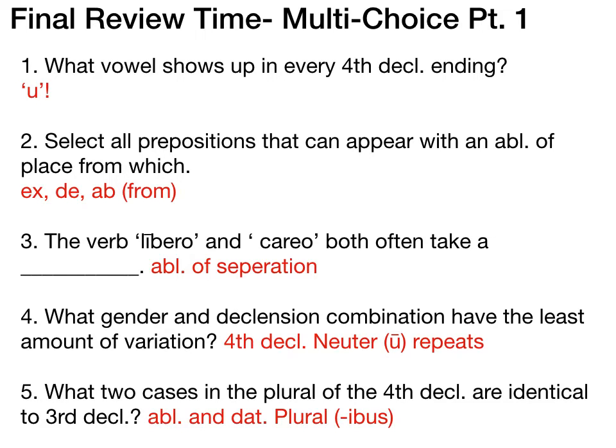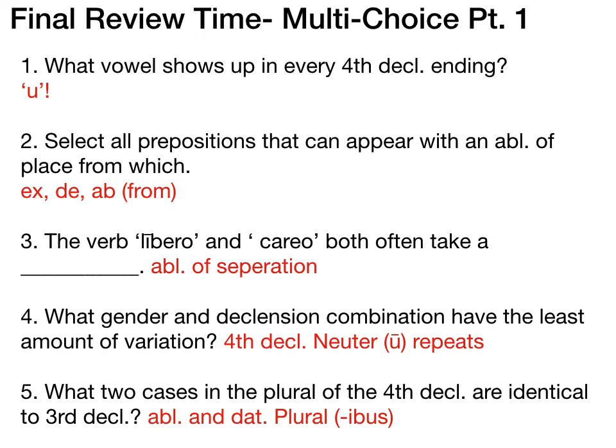Number four, what gender and declension combination have the least amount of variation? And that would be the fourth declension neuter. That long U repeats on the singular side for all the forms except the genitive singular. Luckily, we don't have to deal with that because we only have one fourth declension neuter noun, that is cornu, and I feel like cornu has not really shown up even that much.